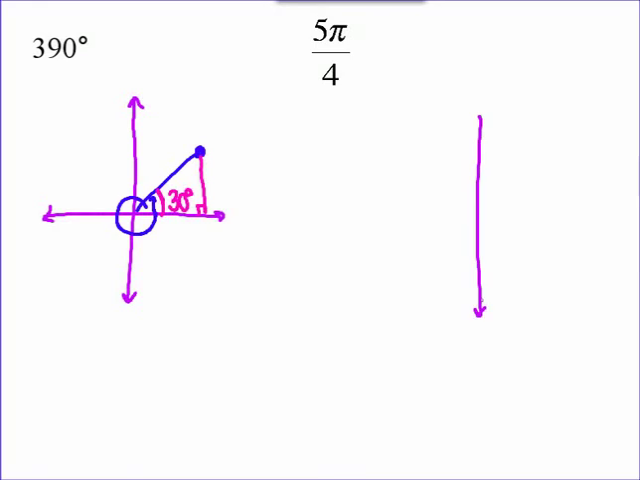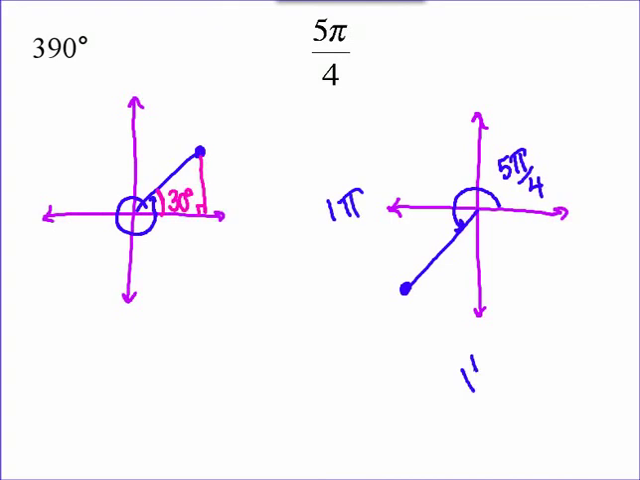5 pi over 4, what quadrant? Think about 5/4. It's a little over 1. It's 1 and a 4th. Yep, right here. It's a little over, that's like a half. So it's 5 pi over 4, it's 1 and a 4th. So when we think about this, this is 1 pi, and this is 1.5 pi. So it's going to be halfway between.